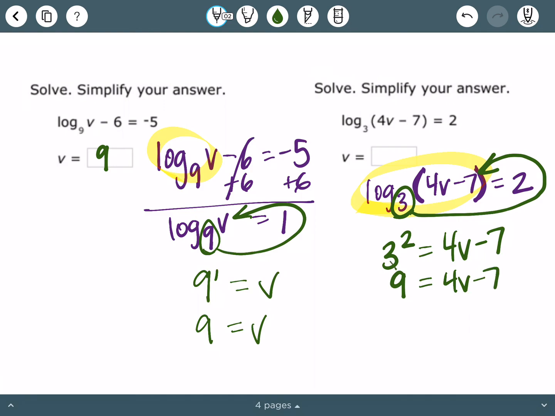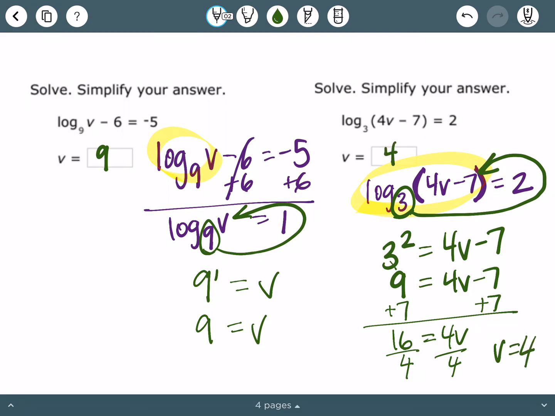I just did 3 squared. I'm going to add 7 on both sides. It's going to give me 16 equals 4v. Divide both sides by 4. I get v equals 4. Easy peasy. Thanks, guys.